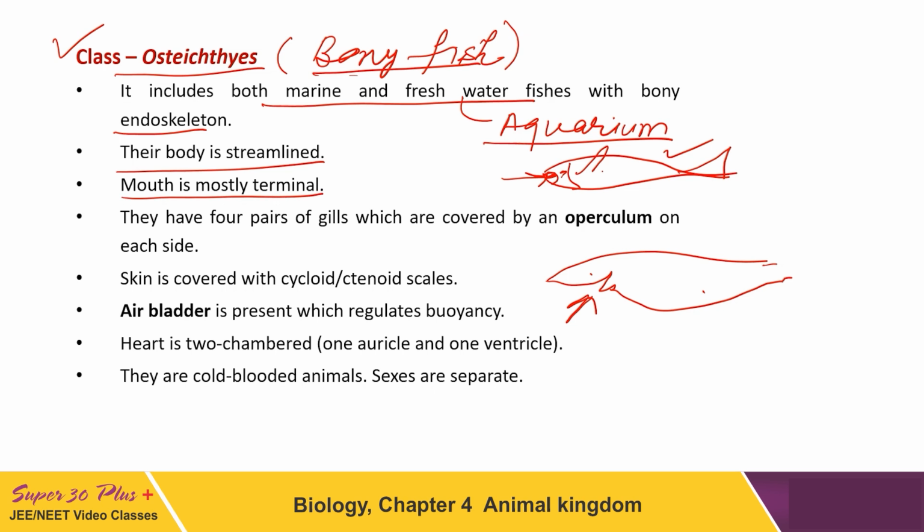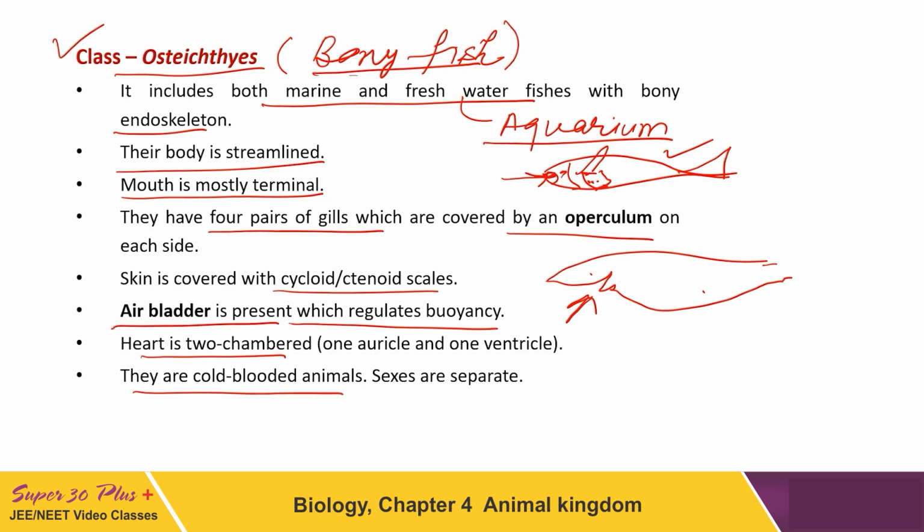The mouth is terminal. They have 4 pairs of gills covered by the operculum. Here the operculum covers the gills on each side. The skin is covered with cycloid or ctenoid scales. The air bladder is present, which regulates buoyancy, so they do not have to swim constantly. The heart is 2-chambered. They are cold-blooded and the sexes are separate.